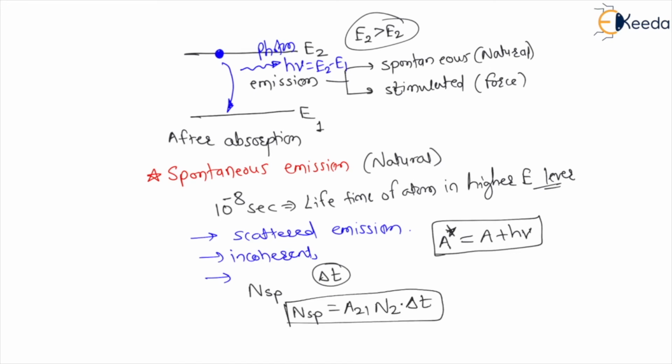This is how we can write the equation. The spontaneous transitions NSP taking place in a medium during the short duration of time del T is given by NSP equal to A21 N2 del T. N2 is the number of atoms in state E2, and del T is nothing but the time difference, a short duration of time. A21 we have seen as the probability of spontaneous emission.